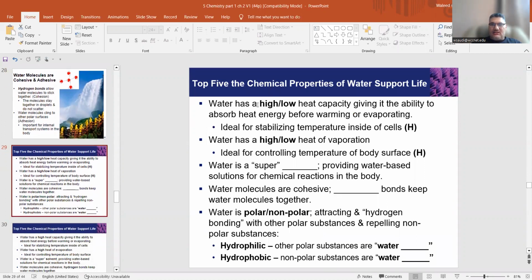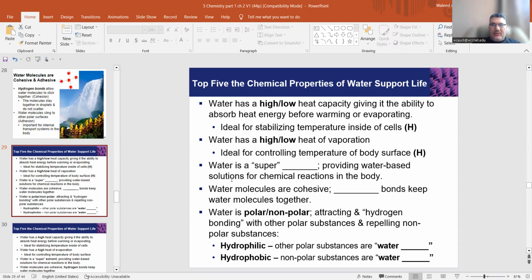Okay, can you guys answer this? Does water have high or low heat capacity? High, I think. High, yes. How about evaporation? Heat of evaporation, high or low? High. It's high, yes. Water is super. So here is the explanation.